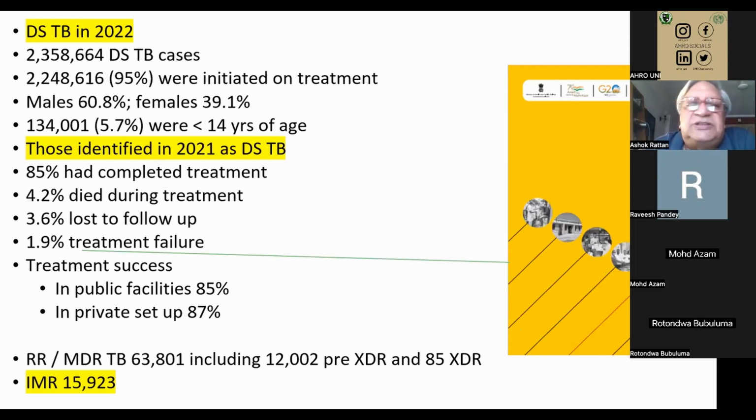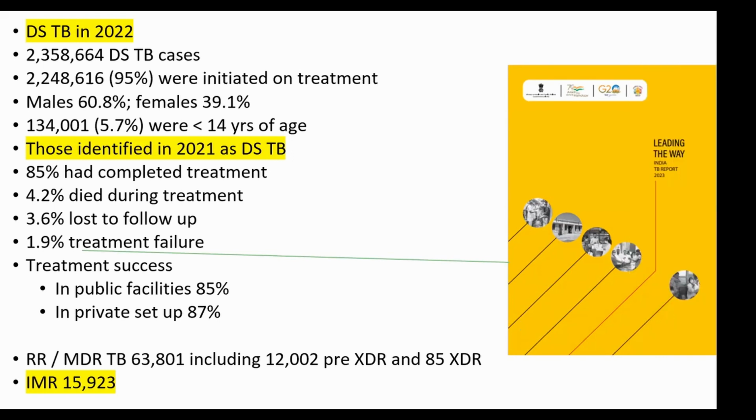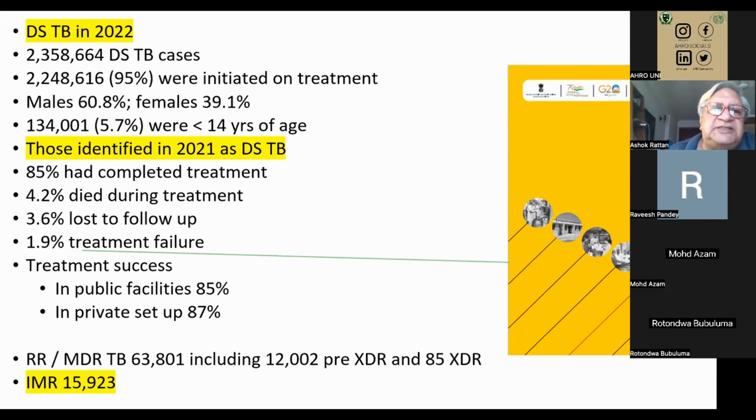So the report indicates that of those identified in 2021 as drug-sensitive TB, 85% completed treatment, 4.2% died during treatment, 3.6% were lost to follow-up, and treatment success in the public sector was 85%, in the private sector was 87%. And they noticed that they had 15,923 INH monoresistant samples.